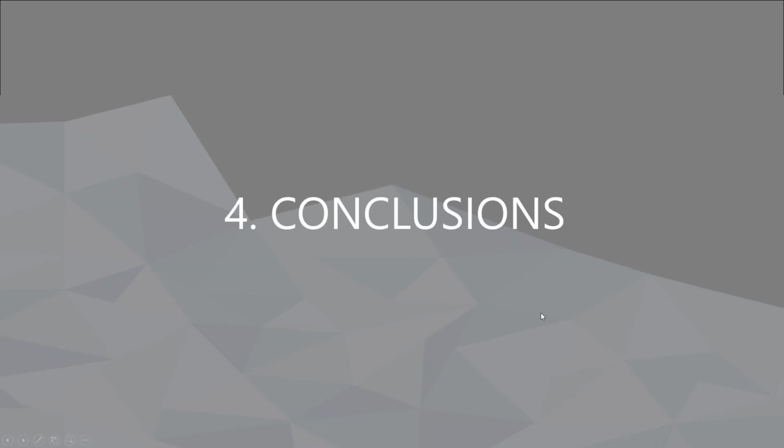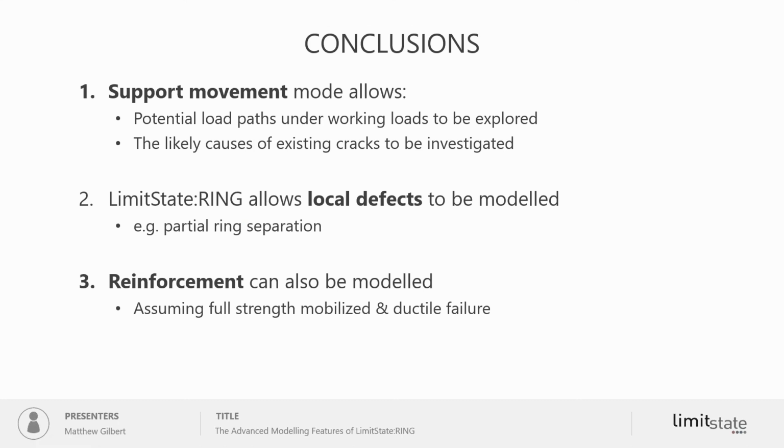Okay, so just coming to the end of what I wanted to cover, wrapping up with some conclusions. Hopefully you've seen support movement mode is very helpful in exploring load paths under service loads, and also can be used to look at the likely causes of existing cracks. Sometimes those are obvious, sometimes less so. We can model local defects such as partial ring separation, and we can potentially model reinforcement, but the caveat being that we're assuming ductility, so you need to be very careful when you're using that functionality.